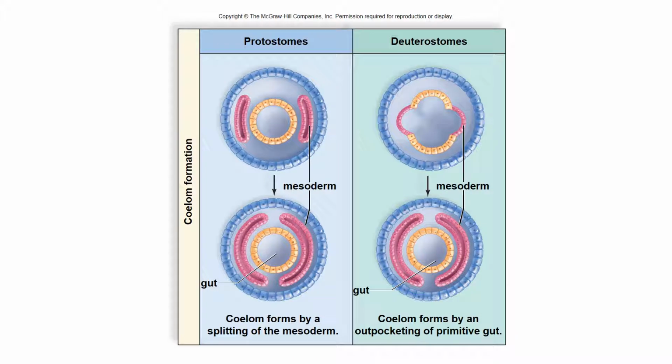Then, in protostomes, the coelom, or the body cavity, is just going to form by splitting through the mesoderm, that middle germ layer. And in deuterostomes, you're going to have pouches that enlarge until they meet and fuse, so basically their gut sort of out-pockets, and they get their coelom, or their body cavity, that way. It's just a little bit more advanced in a deuterostome.